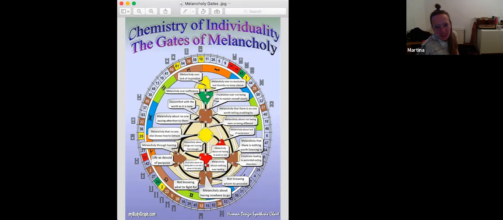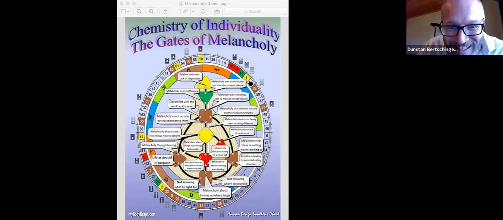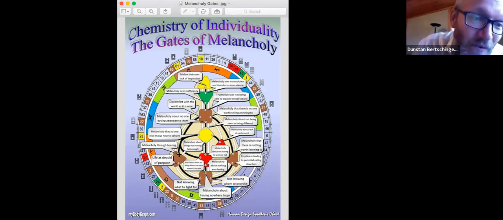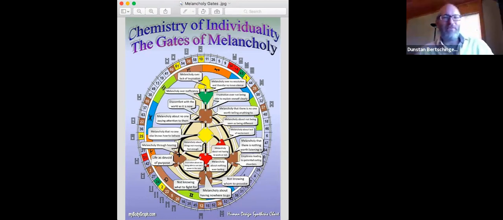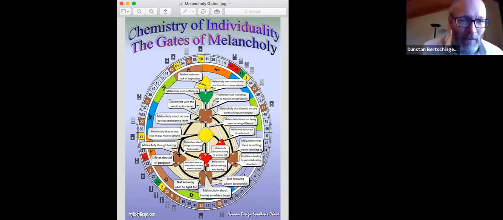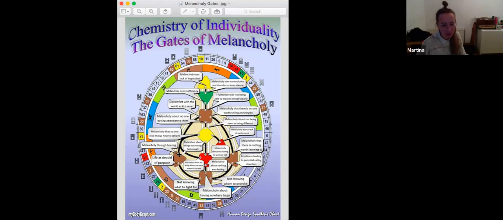What else do you have on the individual? You've also got gate 14 and gate 28. Gate 14 is melancholy about whether you have to work or not. And gate 28 is life as devoid of purpose. That's a pretty intense setup with those four. What is devoid? It's totally lacking of purpose. Yeah, it totally hits the spot.